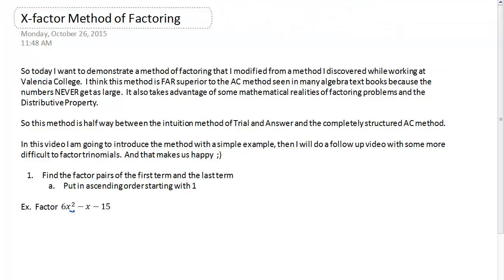So as you can see, the first term is 6x squared. And so what I'm going to do is draw two little arrows down to make the factor pairs, okay? And I'm going to go ahead and start with 1. And so 1x times 6x gives you 6x squared. And 2x times 3x gives you 6x squared, all right? And then I'm going to do the last term, which is the 15. And so again, starting with the 1, I'm going to do 1 times 15, and 3 times 5. And so that is the first step.